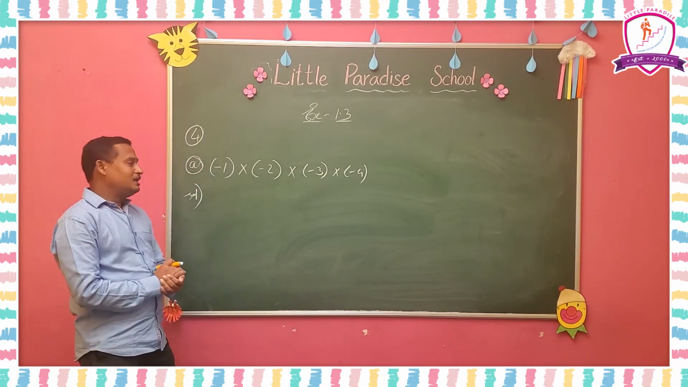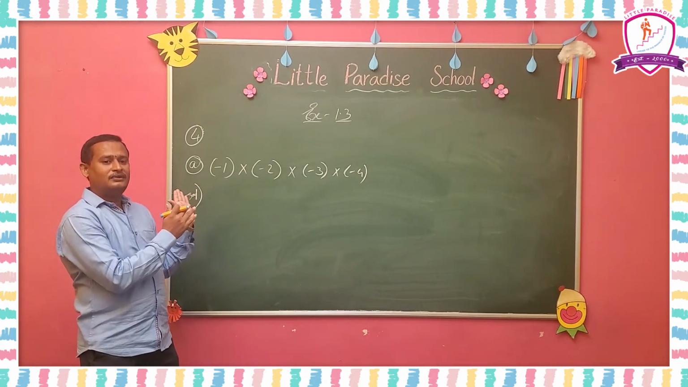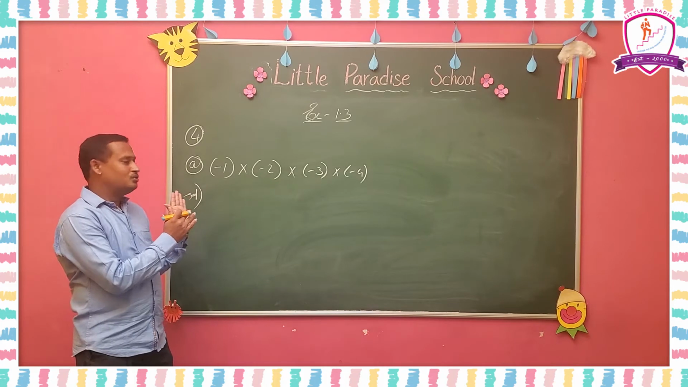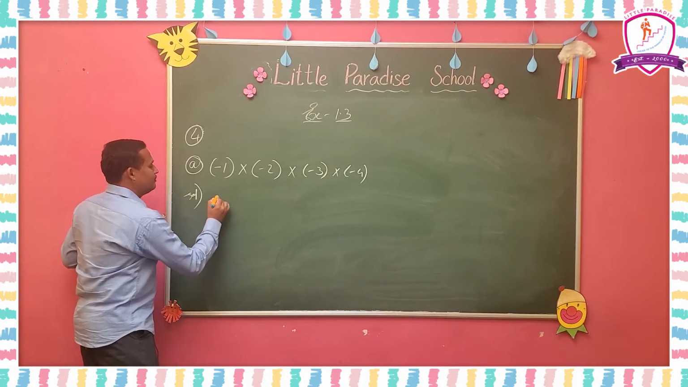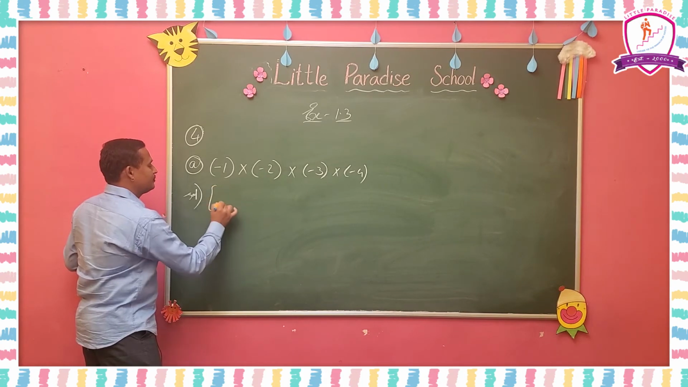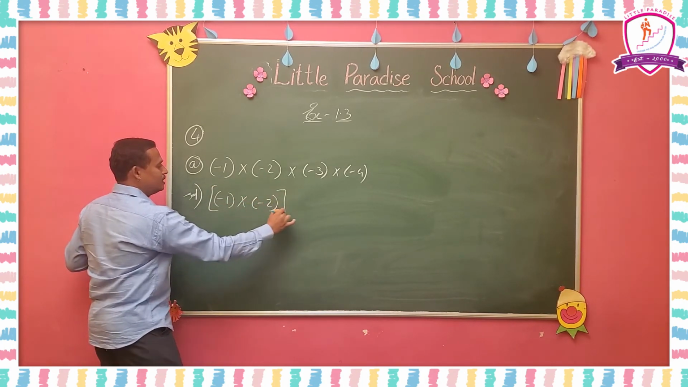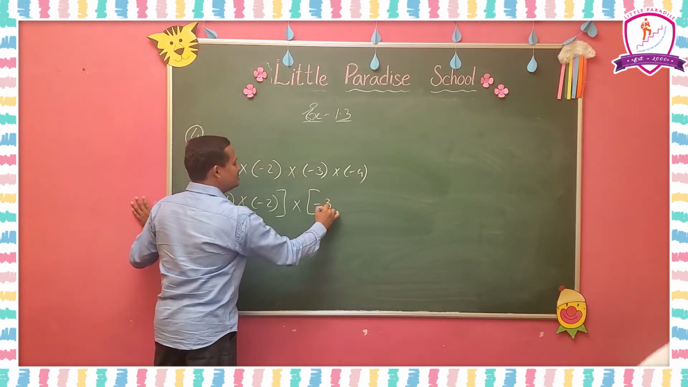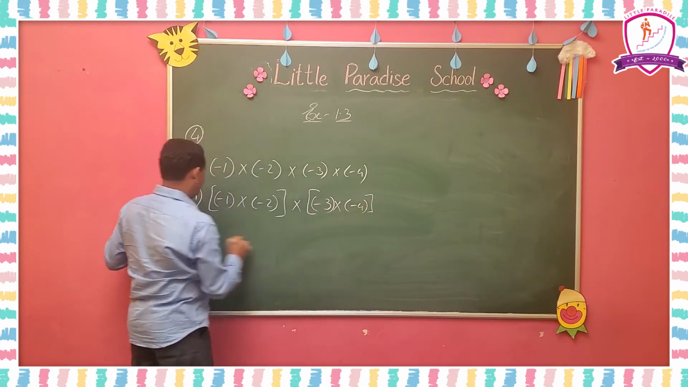Here when we are multiplying more than 2 numbers, what we have to do first? We have to group every 2 numbers. First we have to group every 2 numbers, then we have to multiply like that. So here first we have to group these 2 numbers, minus 1 into minus 2 as one group and minus 3 into minus 4 as one group.